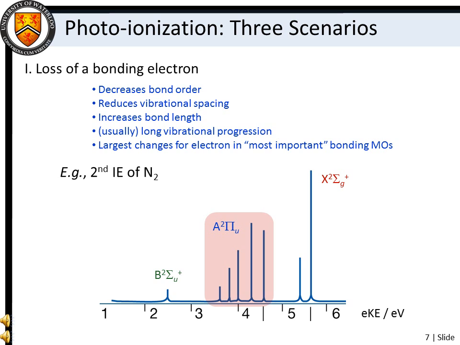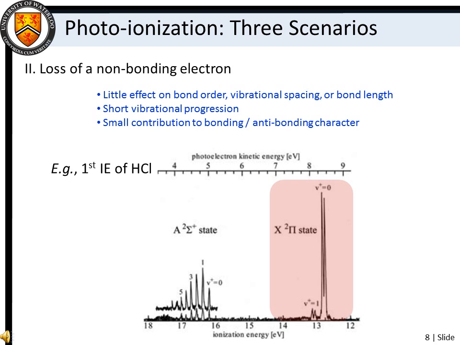The largest changes in bonding character are associated with removal of the most important bonding electrons, those that are low in energy and are especially stabilizing with respect to the molecular nuclear configuration. So we can expect that removal of the most important bonding electrons will result in the longest progressions in photoelectron spectra. Loss of a non-bonding electron, on the other hand, has very little impact on the overall bonding character. We find that the bond length and dissociation energy of the ion are relatively unchanged compared to the neutral if a non-bonding electron is removed. As a result, only a relatively short vibrational progression is observed in the photoelectron spectrum.